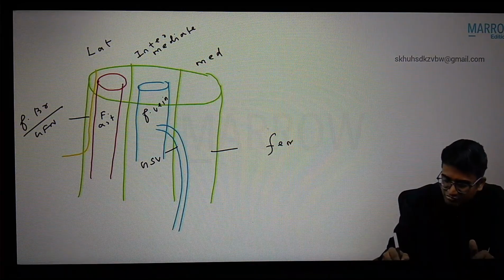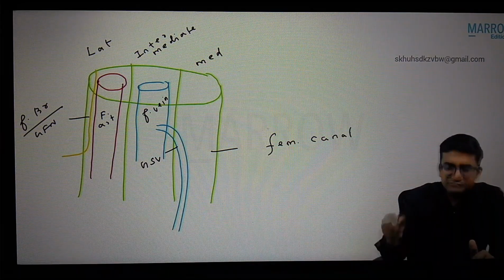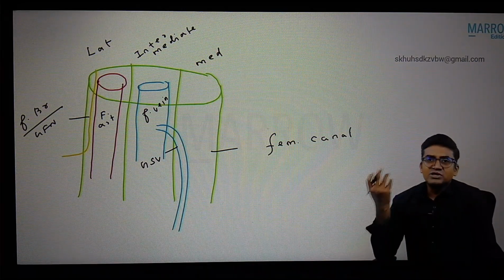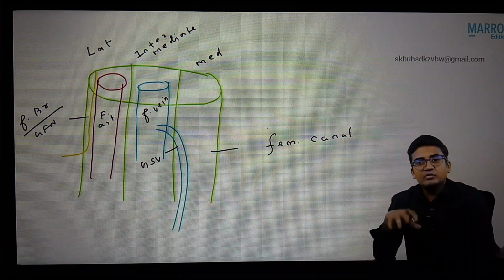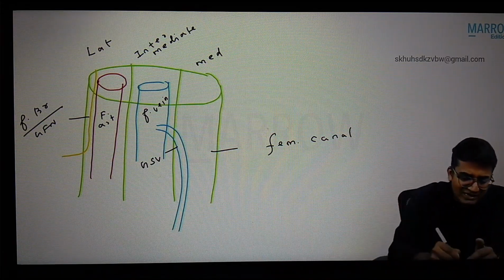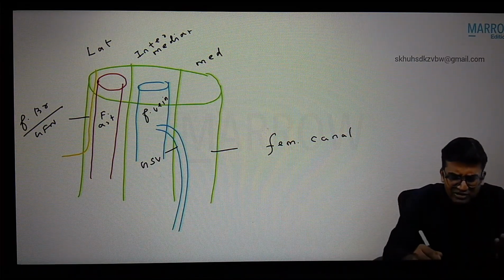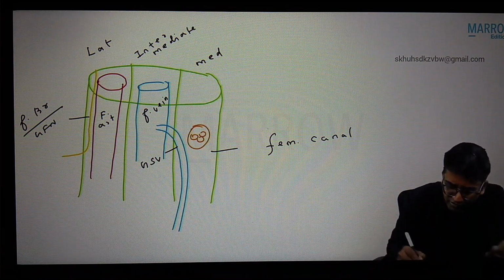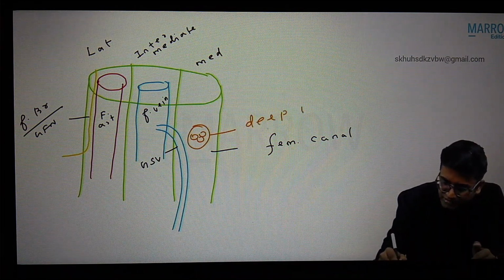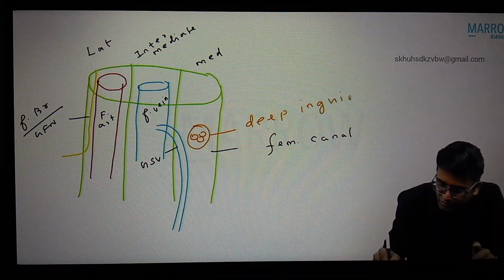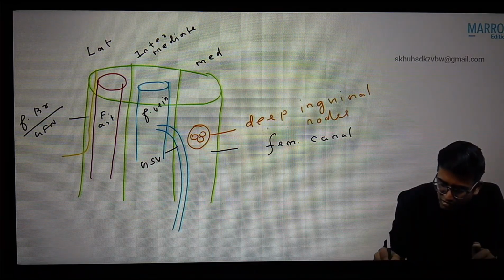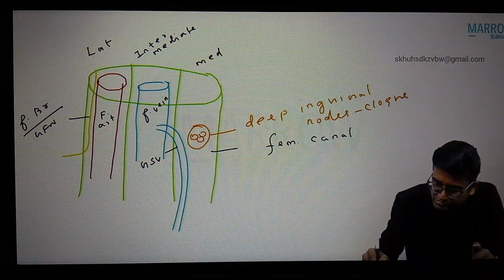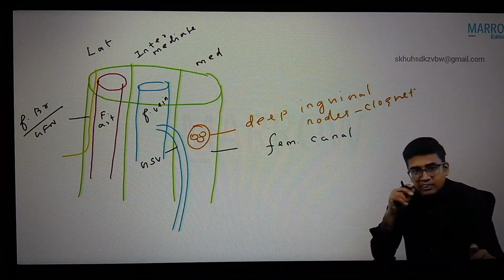Now, this space is called the femoral canal. See, the femoral canal is a dead space which allows the expansion of the femoral vein. Now, the femoral canal contains only lymph nodes. Our deep inguinal nodes or Cloquet's nodes are present in the femoral canal.